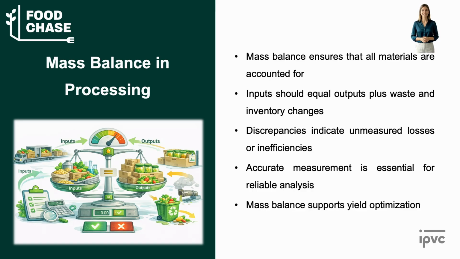Mass balance is a central concept in material flow analysis. It requires that all material inputs equal the sum of outputs, waste, and any changes in inventory. When discrepancies appear, they indicate unmeasured losses or inefficiencies. Accurate mass balance calculations allow processors to quantify yields and identify where improvements are needed to reduce waste.